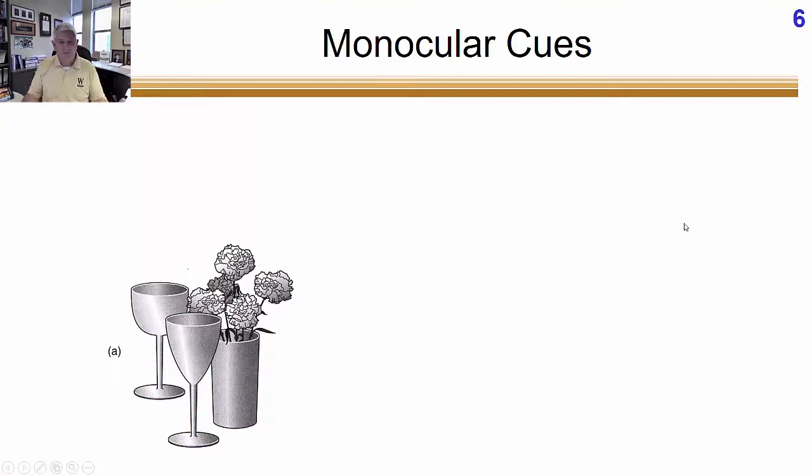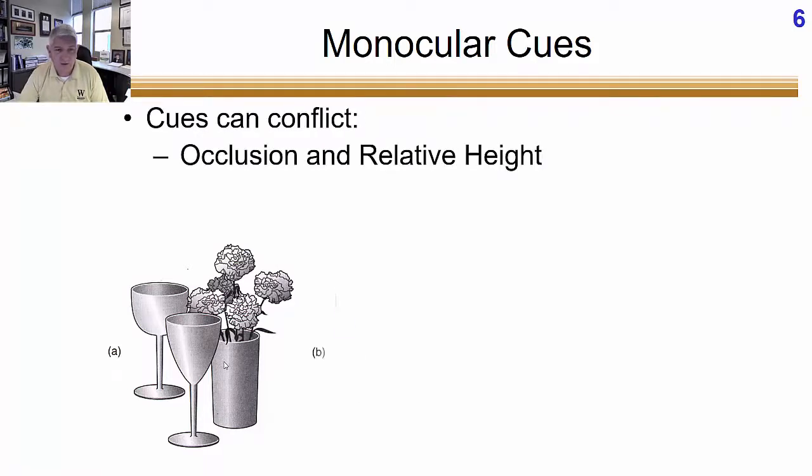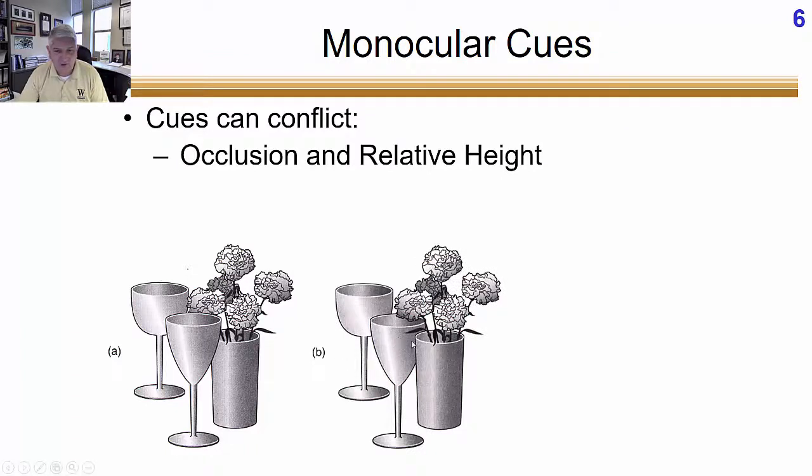In this arrangement, we have no problem telling which glass is in front. Right here, because of occlusion and because of relative height, we know that this glass is in front of these other glasses. But cues can conflict. So what if we switch this and now we occlude this cup with this vase, but relative height is saying that it shouldn't be occluding that cup? It almost looks like the cup bends around behind the vase in some way.